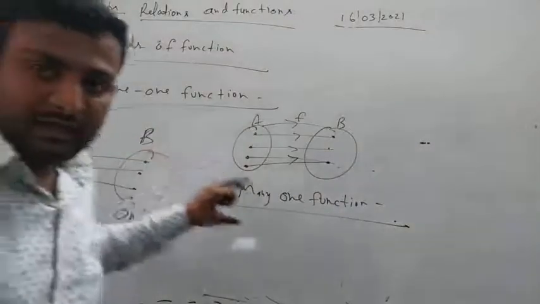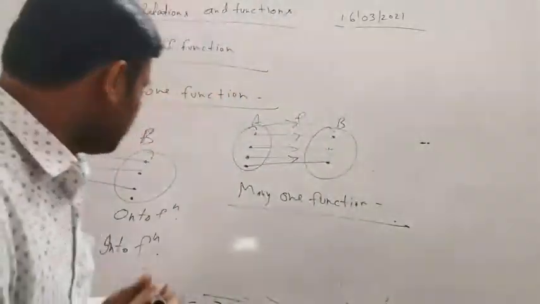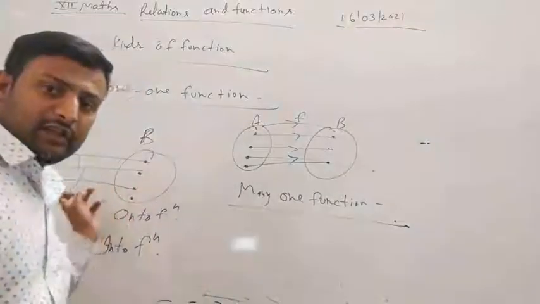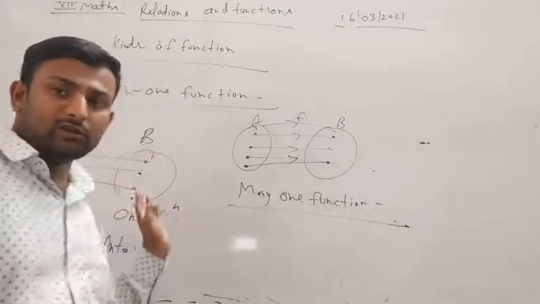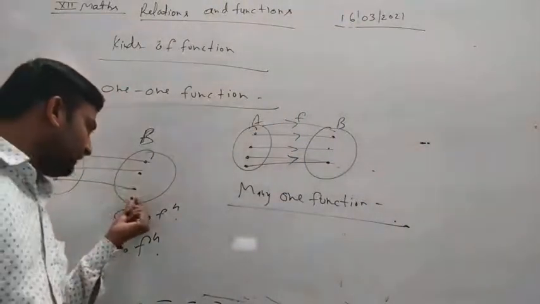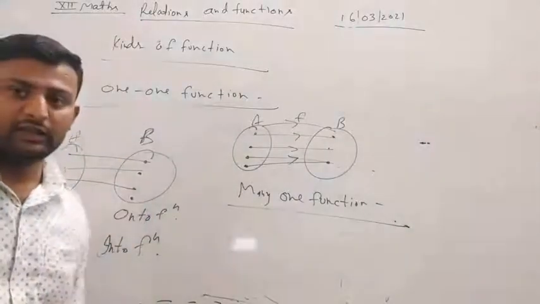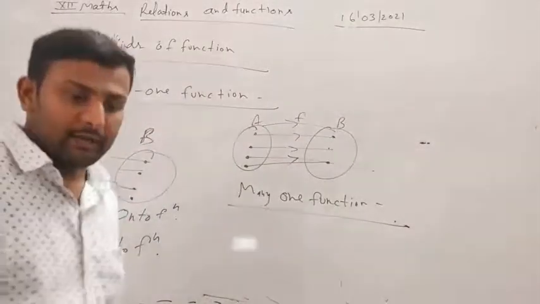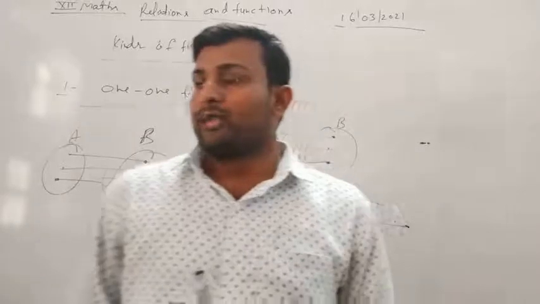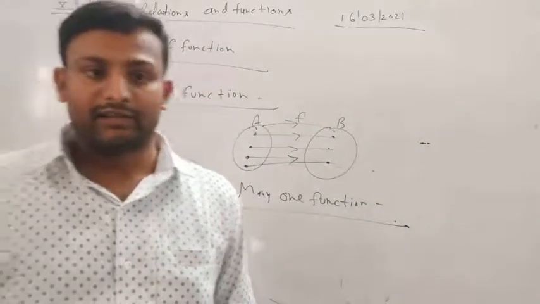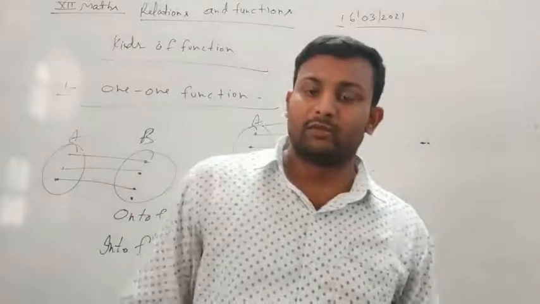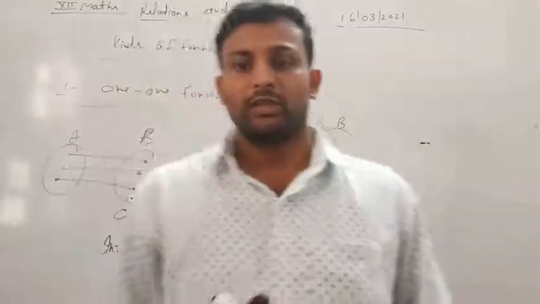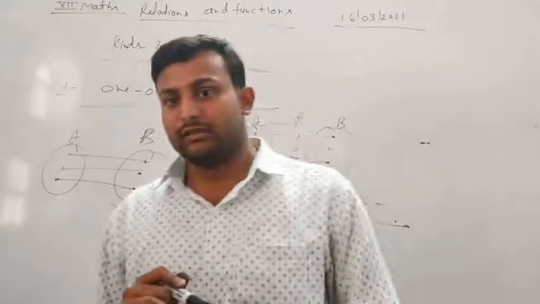If each element of set B has a pre-image in A, then we can say that this is an onto function. But if any remaining element has no pre-image in A, then such a type of function is called an into function. For an onto function, if the codomain of the function is equal to the range, then we can say that this is an onto function, otherwise not onto. Okay, students, I hope you understand the basics of the function.